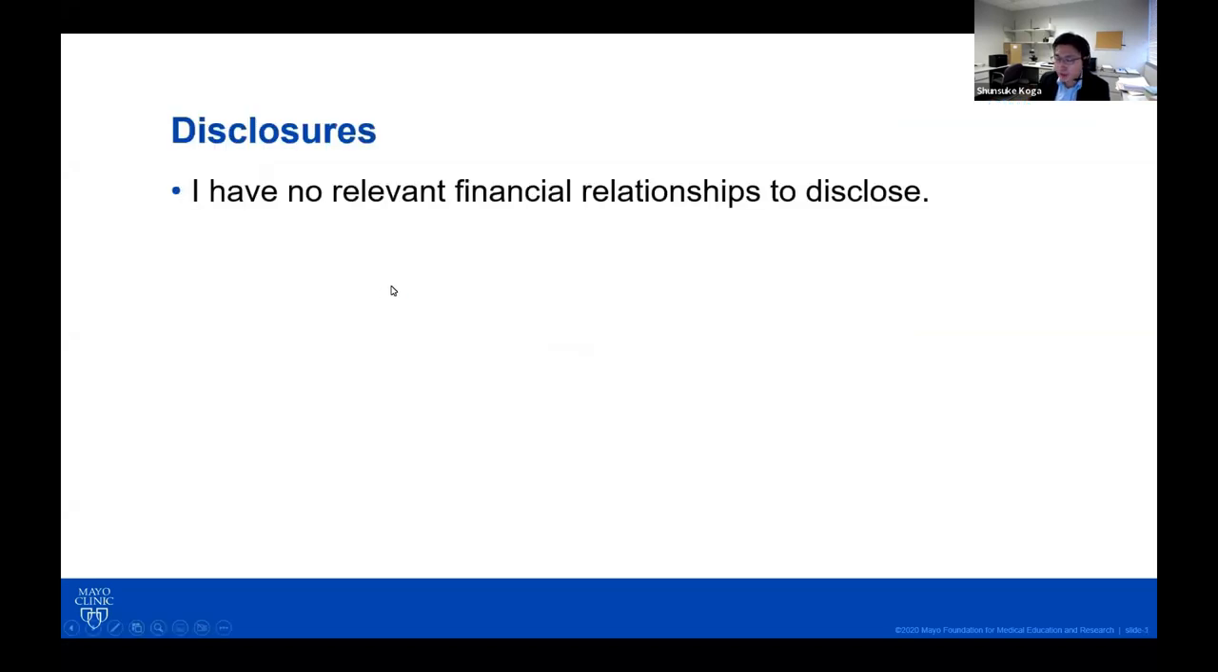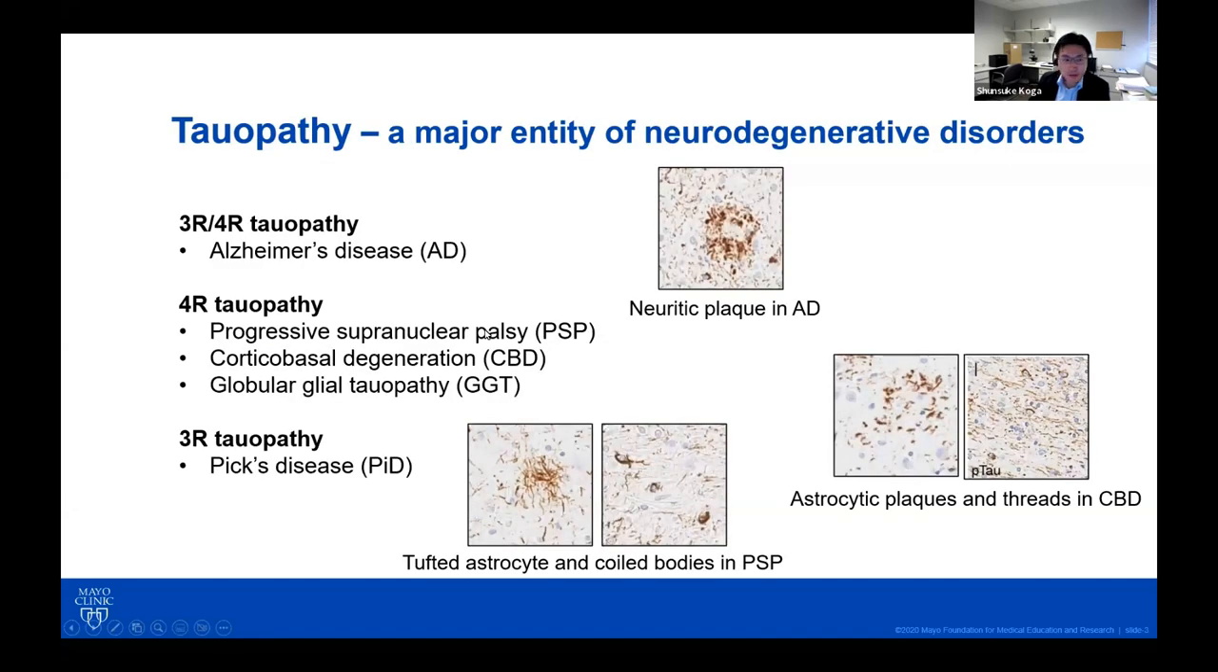No disclosure. So as you already know, tauopathy is a major entity of neurodegenerative disorders. For example, Alzheimer's disease is the most common cause of dementia and is characterized by extracellular accumulation of amyloid beta and intracellular accumulation of tau proteins. Patients with PSP and CBD present with both cognitive and motor symptoms and are pathologically characterized by the accumulation of tau in both neurons and glia. Other tauopathies include Pick's disease, GGT, and others.